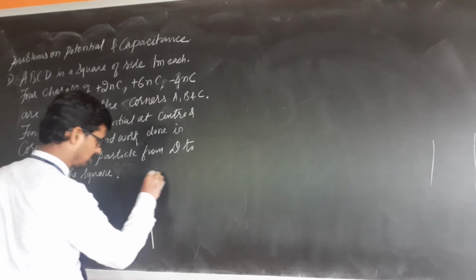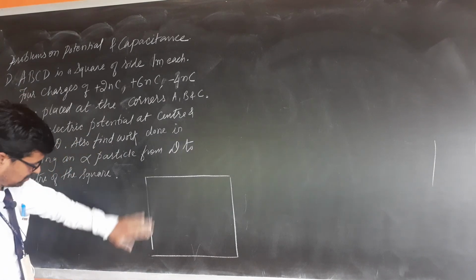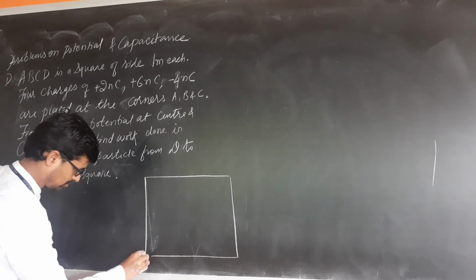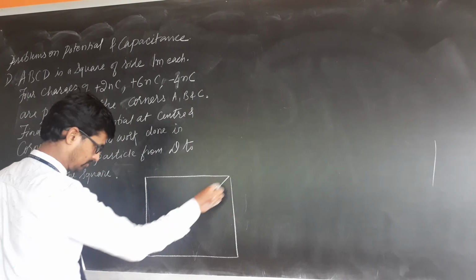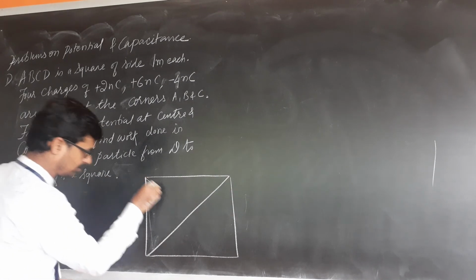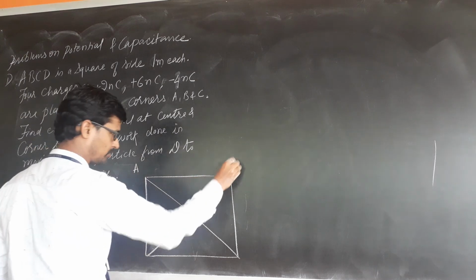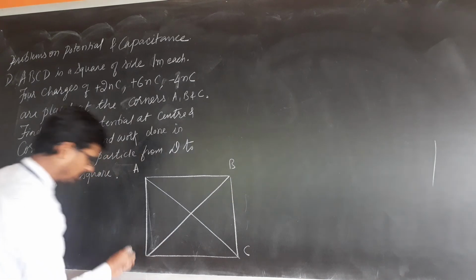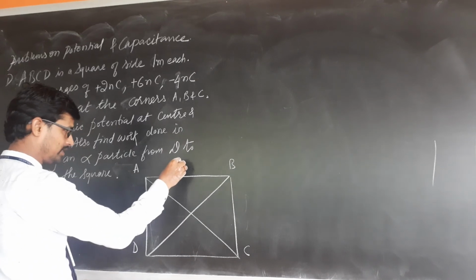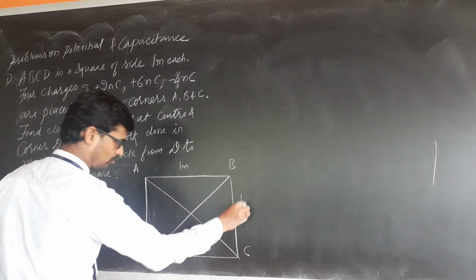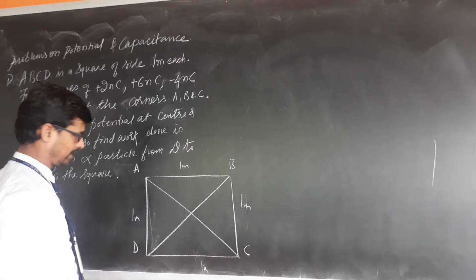A square is given, and we draw the diagonals. We'll call this corner A, this one B, this one C, and this one D. At the corners ABCD, what is the length of each side? 1 meter, 1 meter, 1 meter and 1 meter. It is a square, not a rectangle.